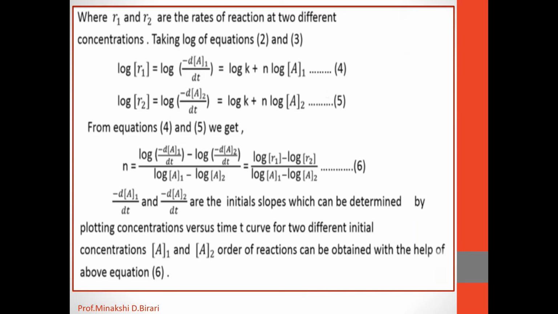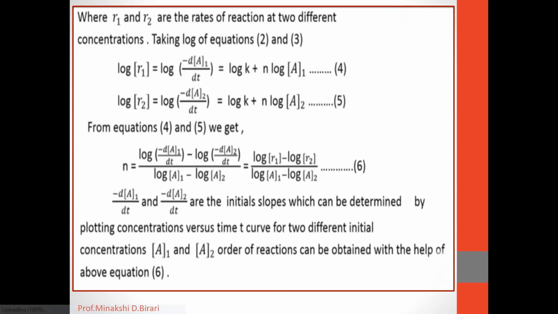This equation can be used for calculating the value of order of reaction provided the values of R1 and R2 are known. Their values can be measured by plotting concentration against time. Then the value of R can be measured from the graph by measuring angle theta at different places on the curves. The value of tan theta will give the value of R, that is rate. So by using this method, that is the differential method, we can also determine order of reaction.